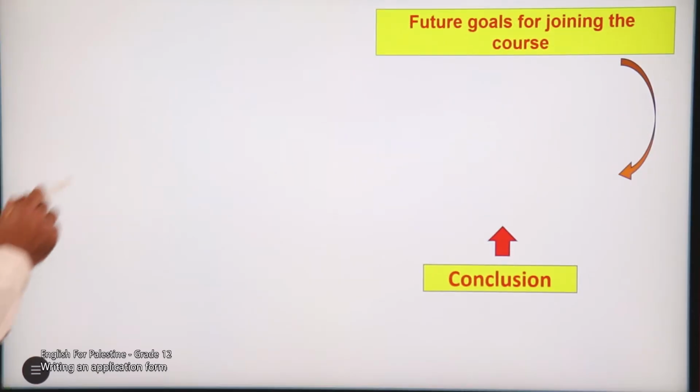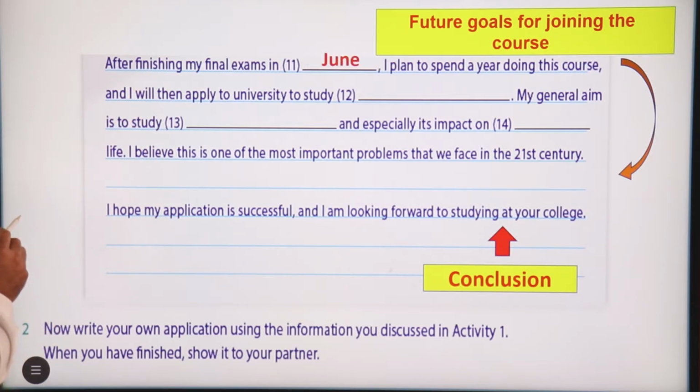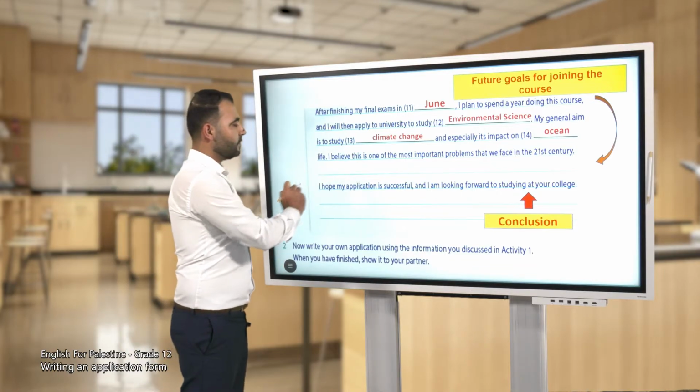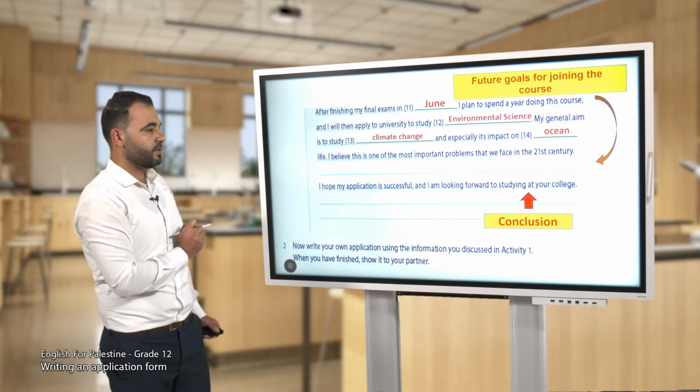Let's continue now with the future goals for joining this course. After finishing my final exams in June, I plan to spend a year doing this course, and I will then apply to university to study environmental science. My general aim is to study climate change and especially its impact on ocean life. I believe this is one of the most important problems that we face in the 21st century.